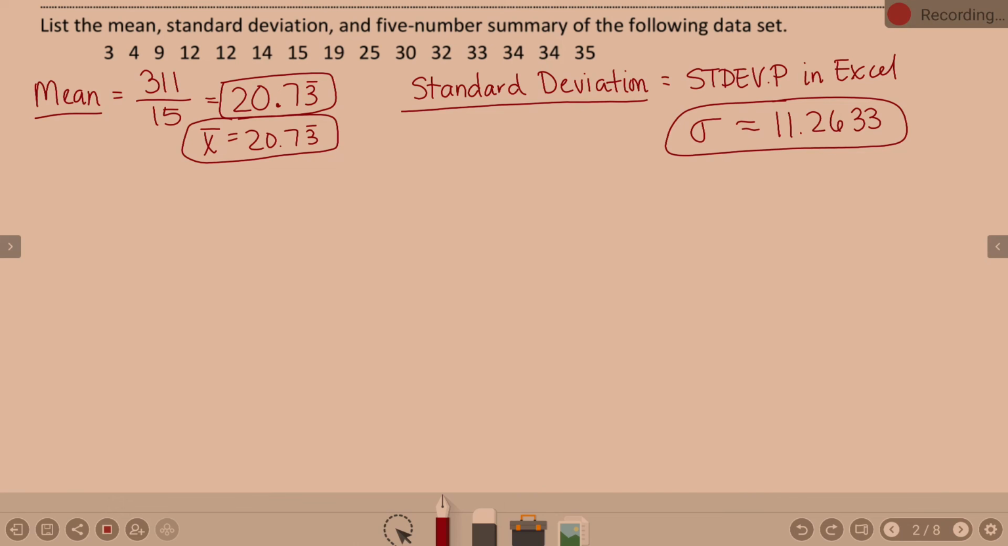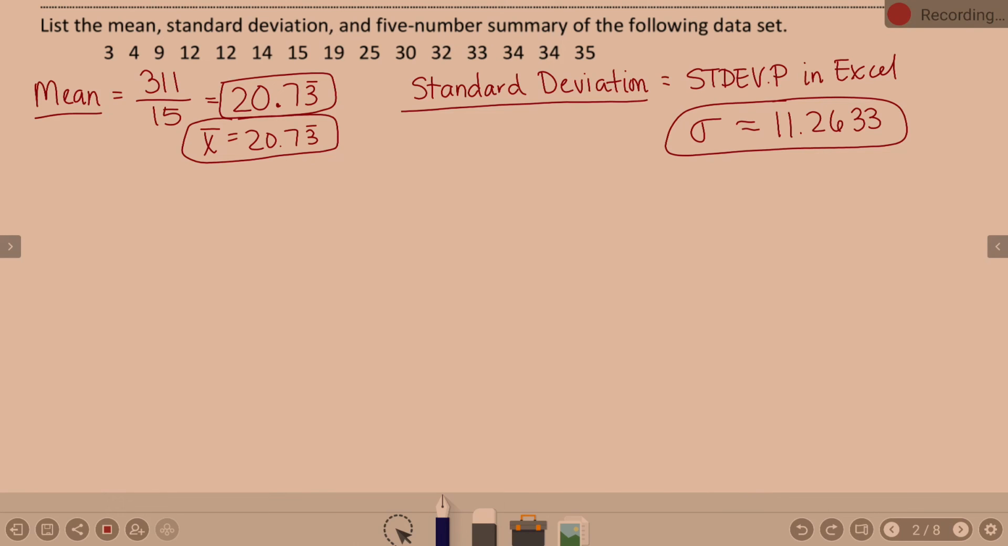Okay. Now, 5-number summary. We need to start by finding the median. What has to be true to find the median? They have to be in order. And they're already in order.